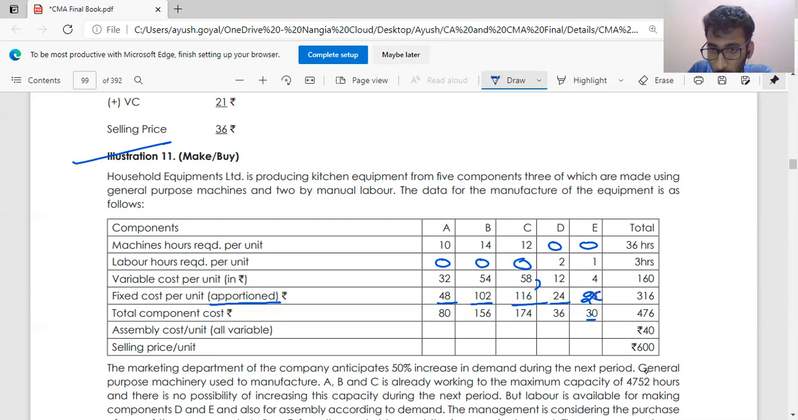Okay, so assembly cost per unit is all variable. Assembly cost is given and selling price is given.